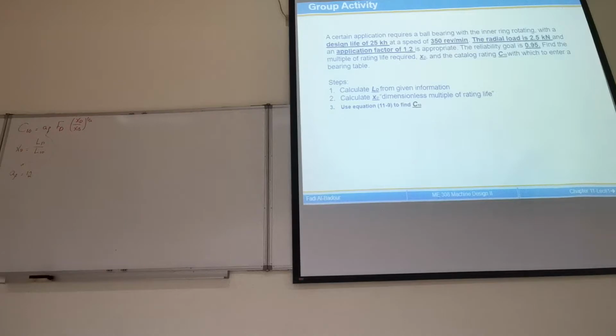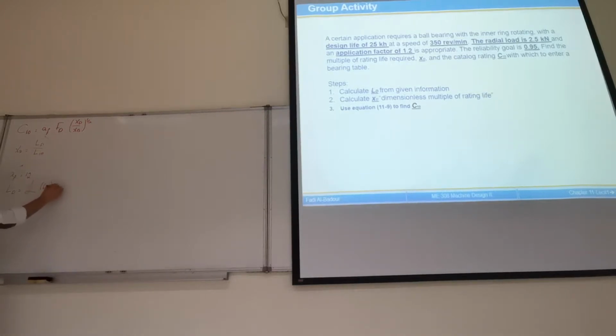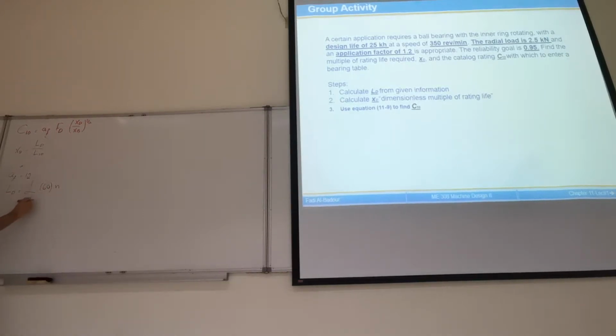Now for the life, calculate the life. The life was given in hours, kilo-hours. To change them into cycles, I take the life in hours, multiply by 60, and then multiply by the rotational speed. So I'm converting the life from hours into cycles. He said 25 kilo-hours, so don't forget the 1,000. Times 60 times the rotation speed, 350 RPM. So give me the value.